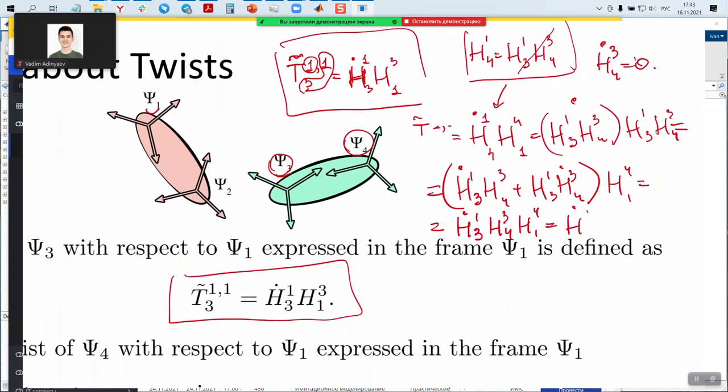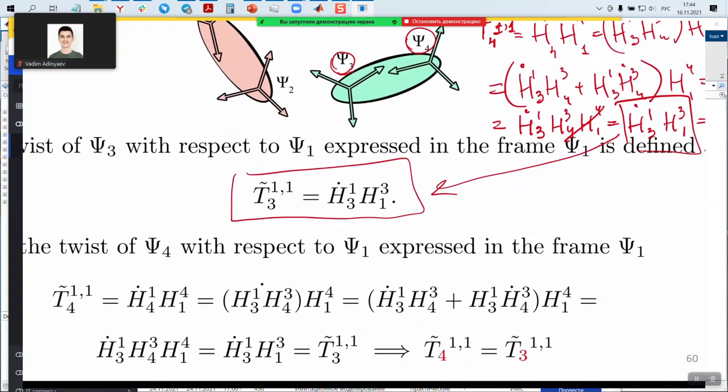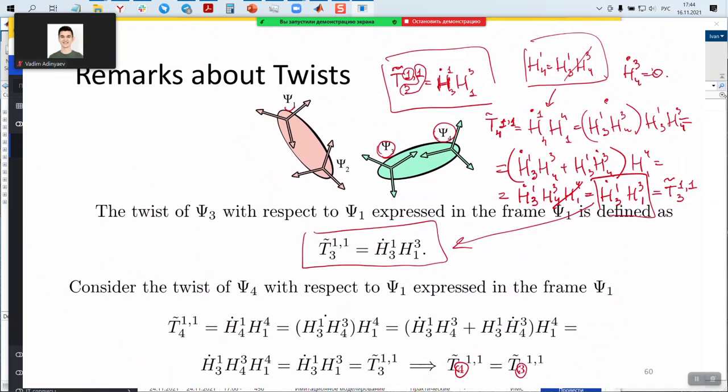And then if we do our chain rule, we can write this stuff. And here you can see that it is exactly the same as we had previously. It means that the twist of frame 4 that rotates around the first axis and is expressed in the first axis is the same as the twist of frame 3 that rotates around frame 1 expressed in the same one. So the twists are the same no matter what kind of frame we have chosen. It means that we are independent of the choice of a frame, so we can choose whatever we want and we get the same twist.